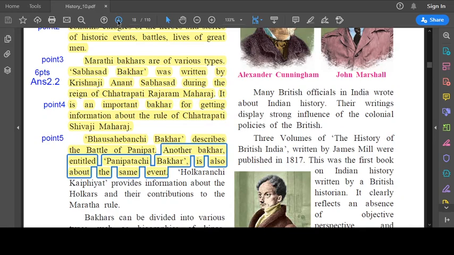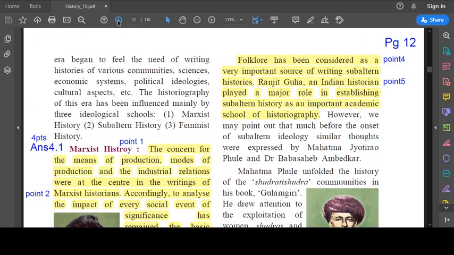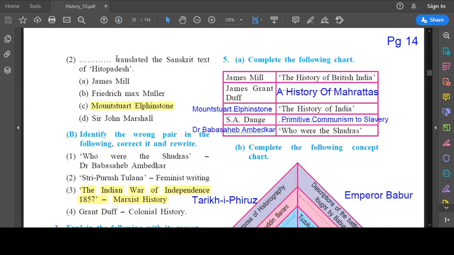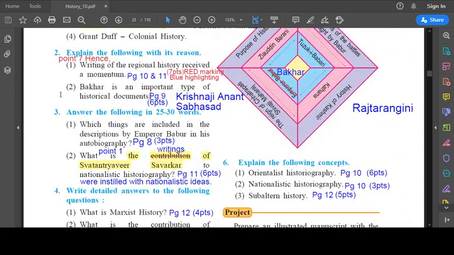Now let us go to the next question. Question number 3. Answer the following in 25 to 30 words. Okay, we'll see the first one. Which things are included in the descriptions by Emperor Babur in his autobiography? The answer is on page number 8. 3 points. 3.1. So let us go to page number 8.